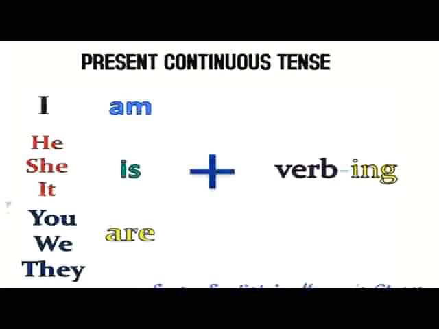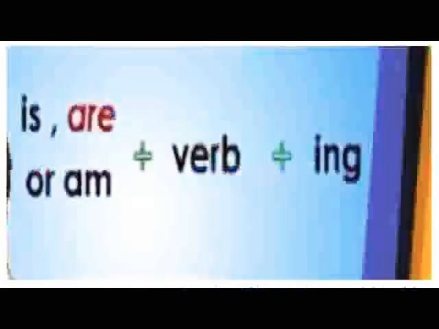We will use am with I, is with he, she, it, are with you, we and they. Then ing with the first form of the verb. Is, are or am plus, this is the construction actually. How will we make present continuous tense? We will use is, are, am plus the first form of verb with ing.